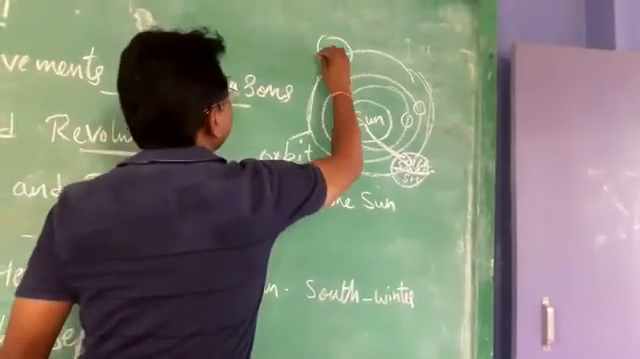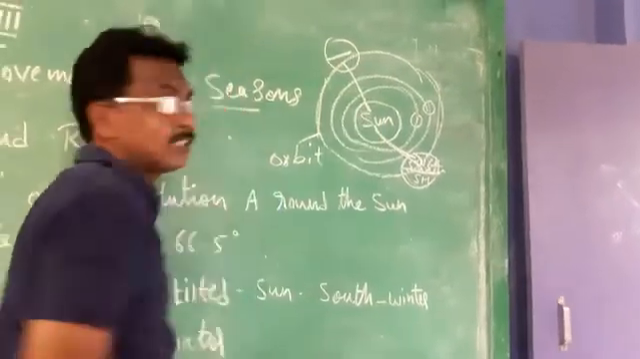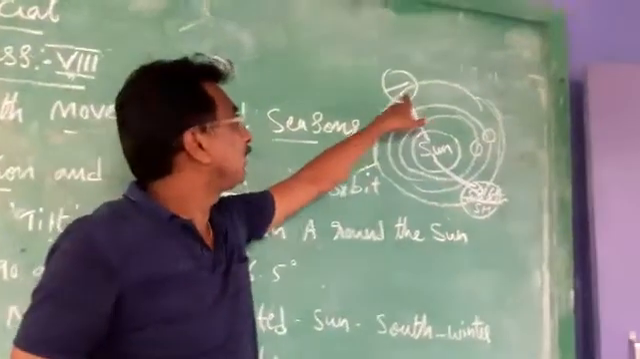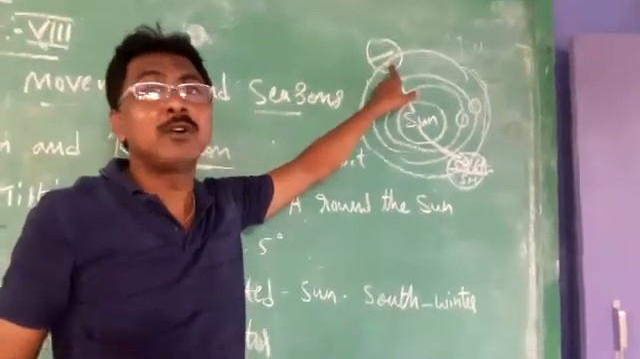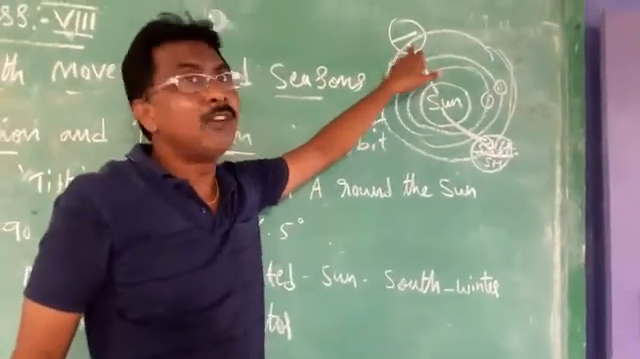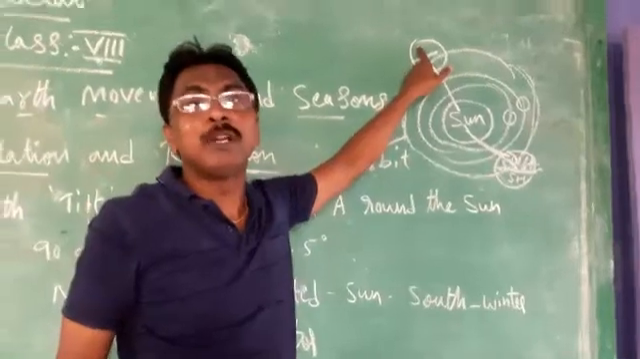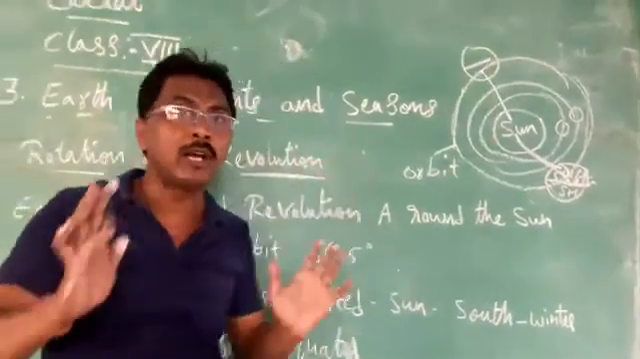Tilt position, and here in the south hemisphere the sun rays will fall. And with the sun rays falling on the south hemisphere, here in the south hemisphere summer will be there, and in the north hemisphere winter will be there. You should know that clearly.